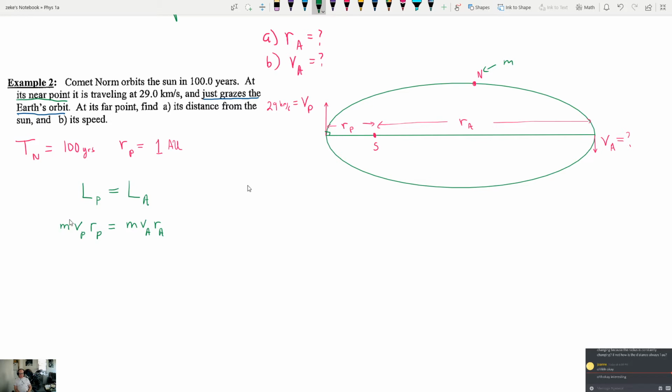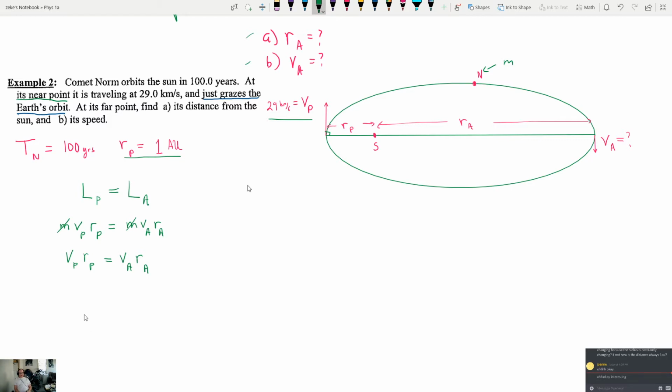Now, this is helpful. The masses cancel, and we know vp and we know rp, but we do not know ra and va. So this isn't enough information to allow us to solve for anything, unfortunately. But we will use this. This is half of what we're going to use. Okay, so what else do we know about this system?